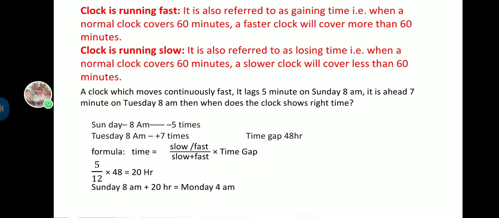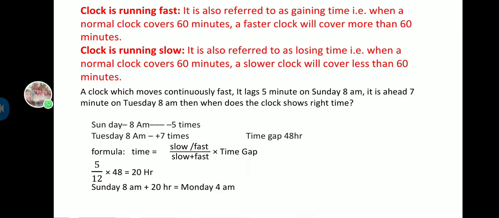A fast clock is also referred to as gaining time, that is, when a normal clock covers 60 minutes, a faster clock will cover more than 60 minutes. A slow clock is referred to as losing time, that is, when a normal clock covers 60 minutes, a slower clock will cover less than 60 minutes.